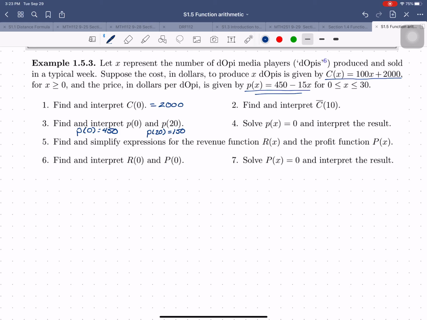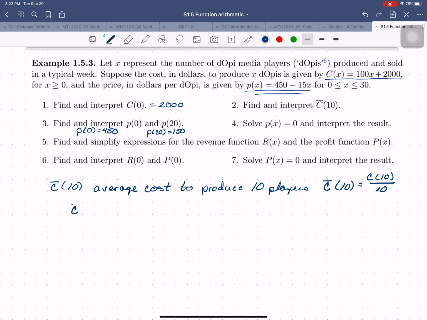Okay. Let's talk about this average cost, C bar of 10. That's the average cost to produce 10 players. From our definition, C bar of 10 is equal to the cost to produce 10 divided by the number produced. So C bar of 10 is C of 10, 100 times 10 plus 2,000, and then I'm dividing by the number produced, which is 10. That is 1,000 plus 2,000, that's 3,000, divided by 10 is 300. So if I produce 10 players, my average cost for each of those first 10 is $300 each.